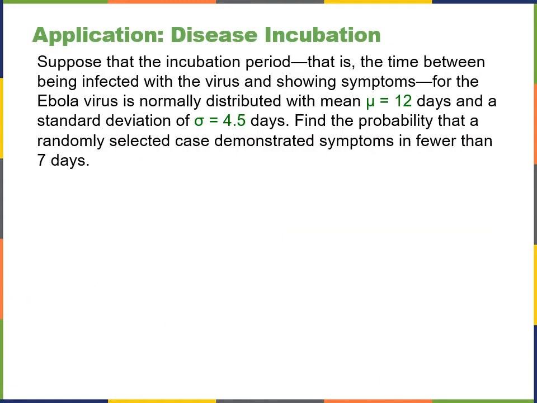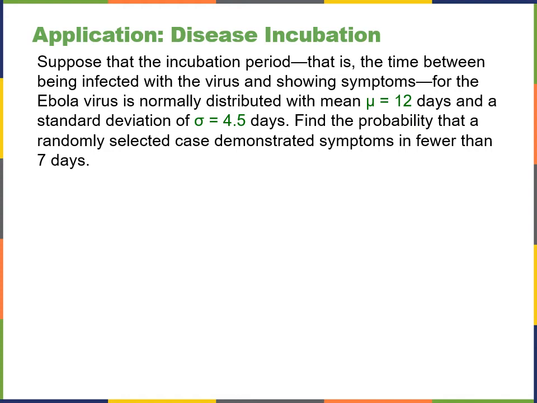Here's another one. Suppose that the incubation period, that is the time between being infected with a virus and showing symptoms, for the Ebola virus is normally distributed with a mean of 12 and a standard deviation of 4.5 days. Obviously, you could see how this could be very relevant to the world today as it relates to viruses. So, find the probability that a randomly selected case demonstrated symptoms in fewer than 7 days.